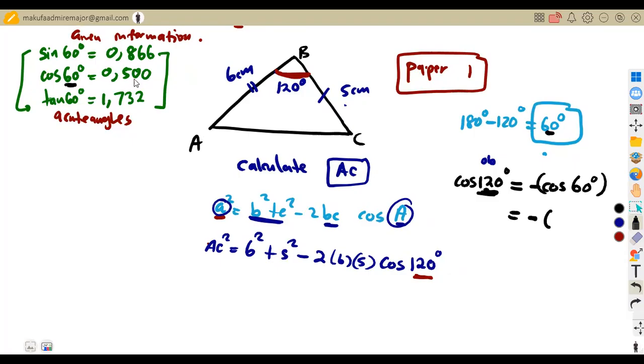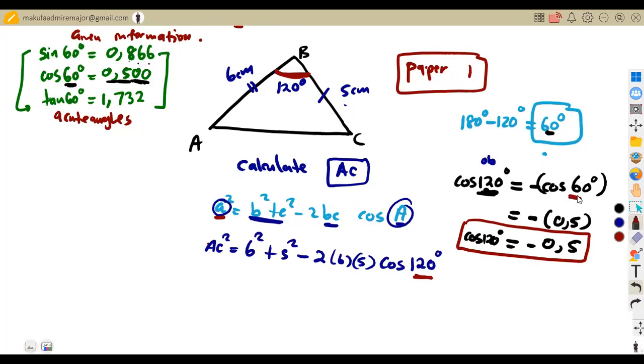Our cos 60 is 0.500. These zeros after the decimal point are just for presentation, to say our values are to 3 decimal places, but in calculations there's no need for us to write this. So it's going to be minus times 0.5, which gives us minus 0.5. So wherever we see cos 120, we are going to use minus 0.5 from the acute angle.